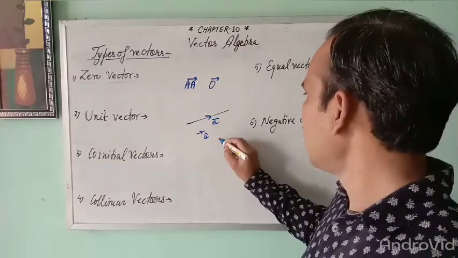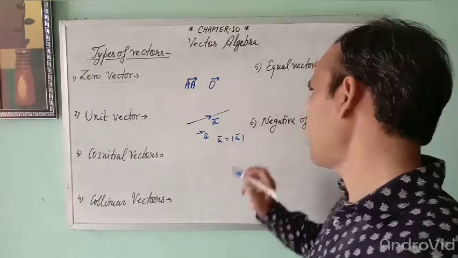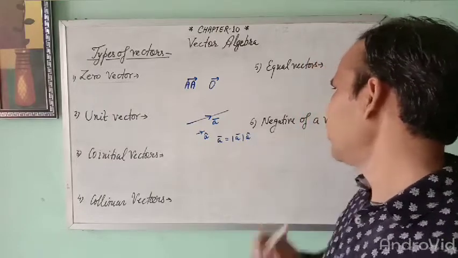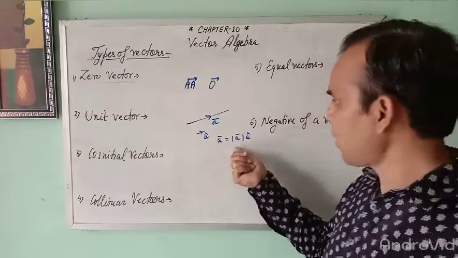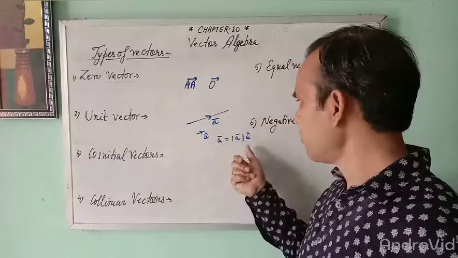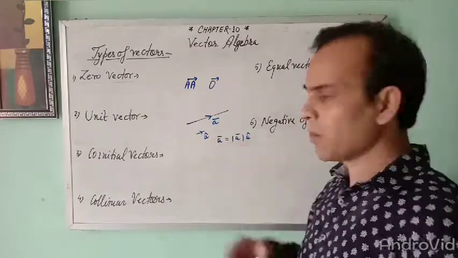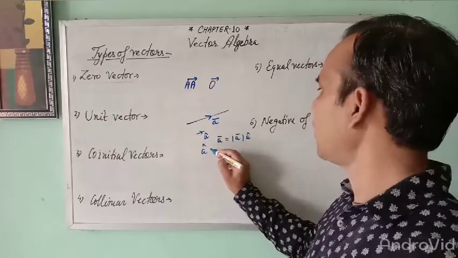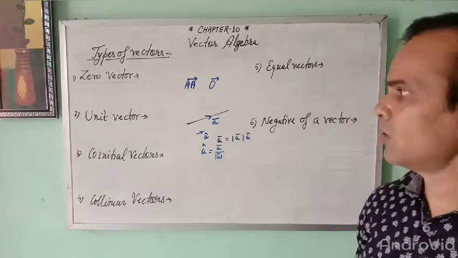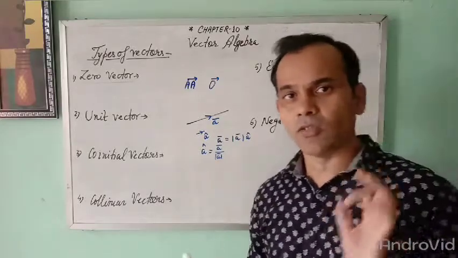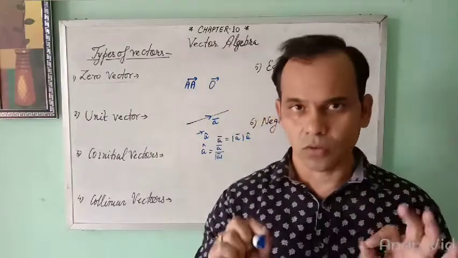This vector A will be obtained by multiplying the magnitude of A to this unit vector. Simply, the unit vector A cap is multiplied by the magnitude of this vector, and by this multiplication you get the whole vector A. Or you can also write A cap equals A vector upon magnitude of A vector. So this is the unit vector, a vector that has magnitude unity.